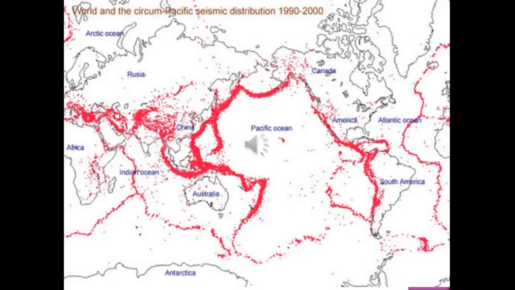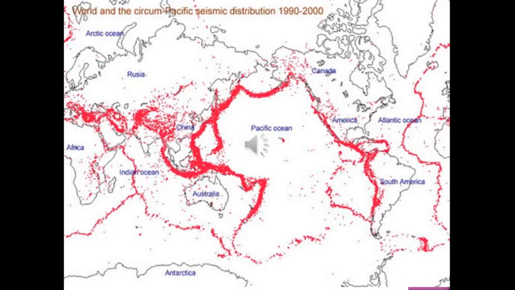This map shows the seismic distribution of the world under the circum-Pacific seismic distribution. You can find the Pacific Ocean at the center of the map. Around that there is a lot of red color, dark lines, red marks. That is called the Pacific Ring of Fire. In this region 68% of the earthquakes occur.